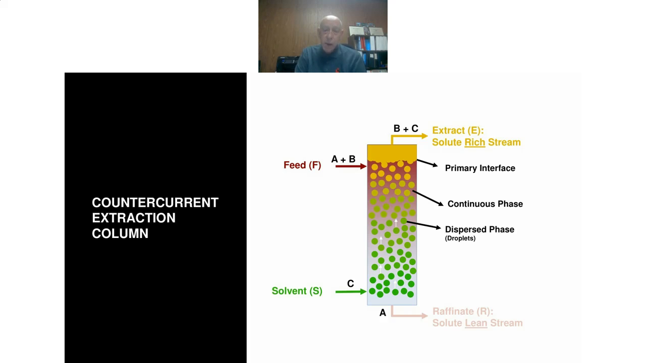In an extraction process, you have two phases in a column. You have a continuous phase and a dispersed phase. In this example, the feed comes in and it fills the column. So that's the continuous phase. The solvent comes in and it's broken up into droplets then, which flow up through the continuous phase and eventually form a primary interface above the feed location. So that's the dispersed phase. And then the extract coming out the top and the raffinate going out the bottom of the column.